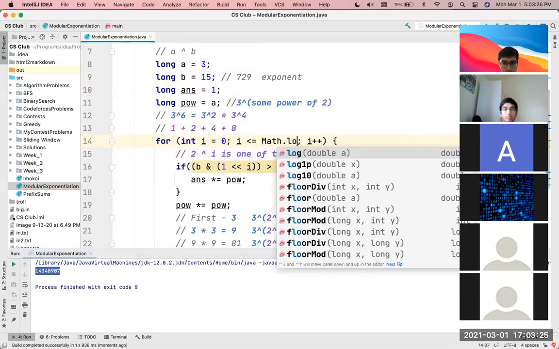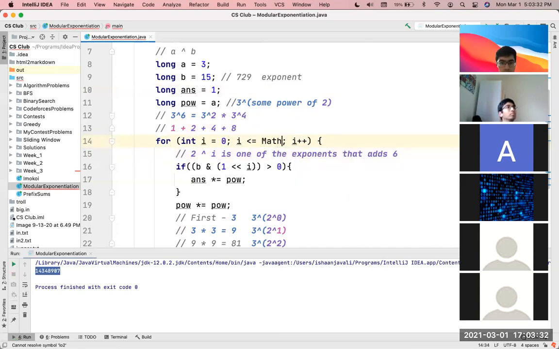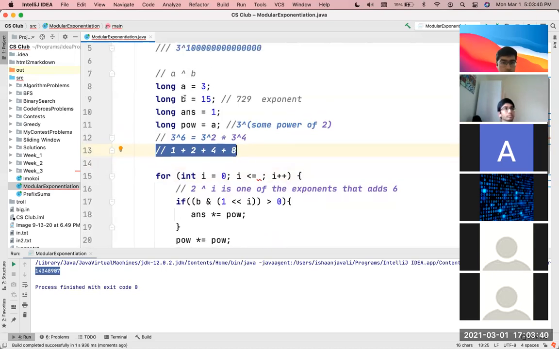You could just say math.log. Is there no log 2 in C++? There is. You could just, or you could have a while loop to keep on increasing a variable to find the smallest power of 2 that is greater than or equal to b. But that's basically what it is. It's the largest exponent of 2 needed to add up to b.